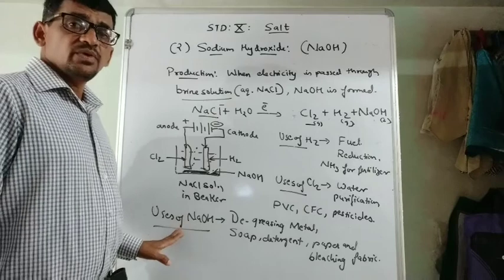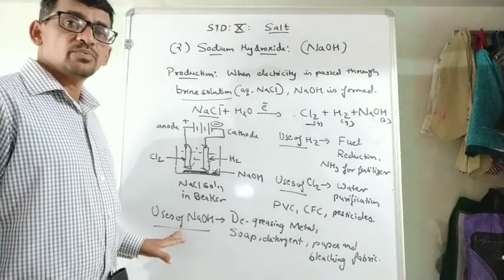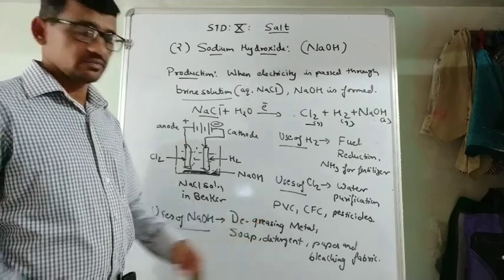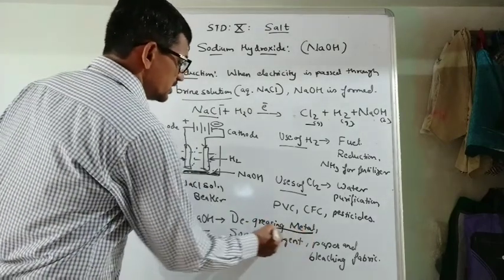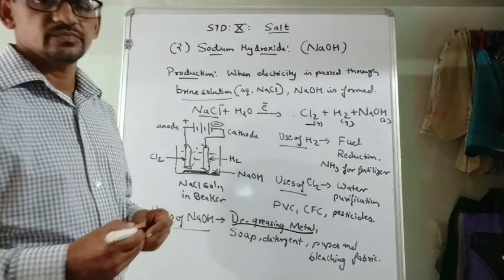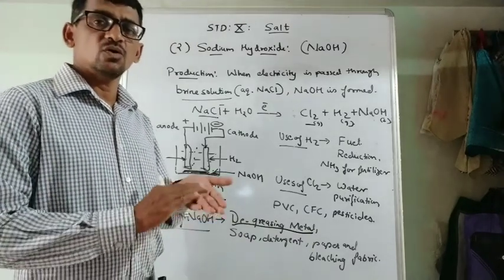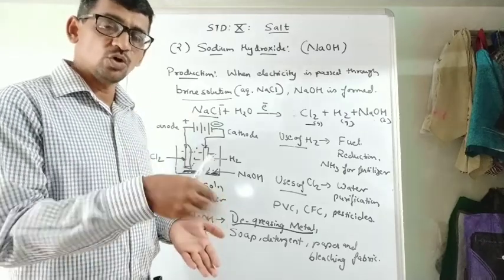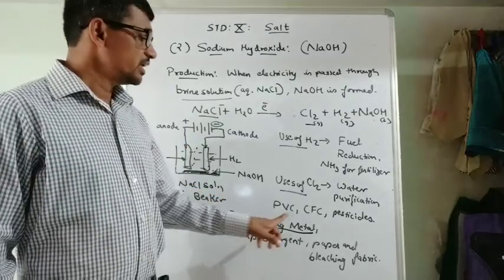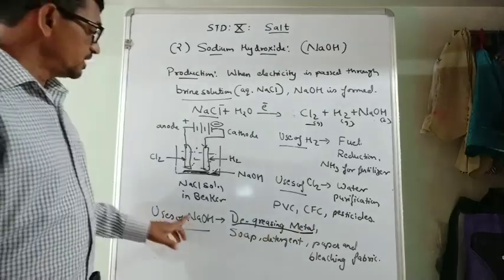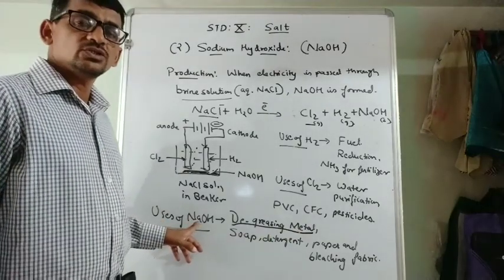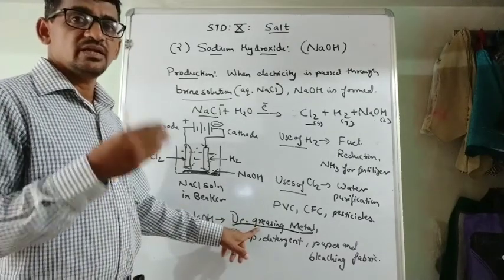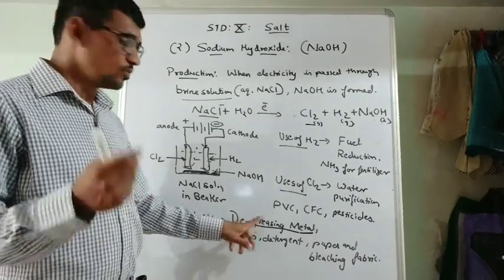Second main use is of our main product, NaOH. It is used for degreasing metal. Degreasing metal means if grease is applied on the metal and we want to remove this grease, then it is dipped into NaOH, or NaOH spray is sprinkled on that particular metal, then that grease or oil will be removed from that metal.